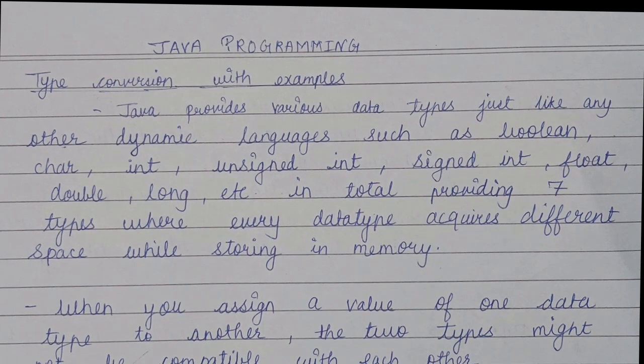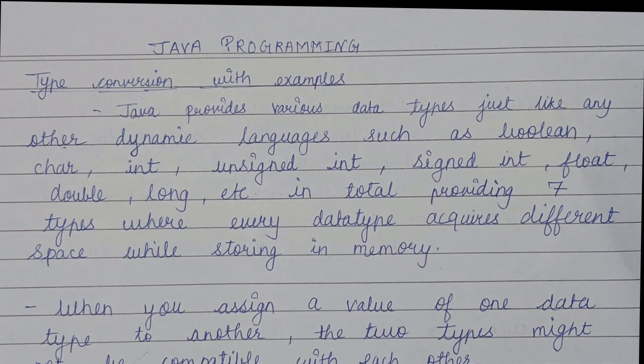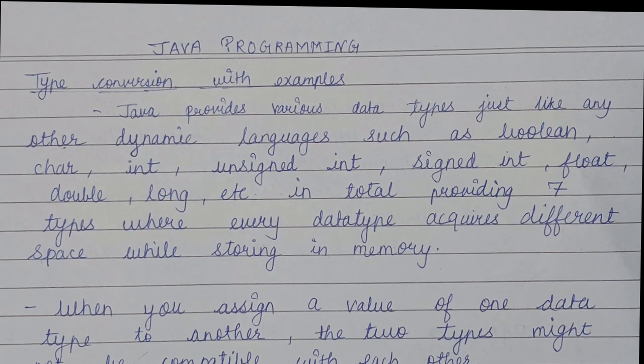Means in every data type it acquires different space. Let's say int stores 4 bytes, boolean stores 1 byte, char stores 2 bytes. The memory created in the system will be different according to the data type.